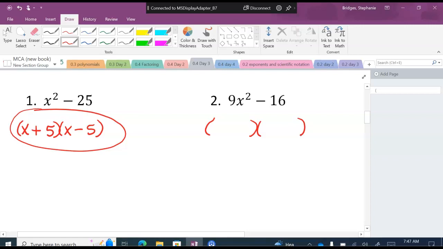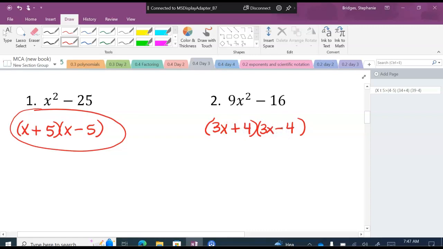We're going to start by taking the square root of 9x squared. What's the square root of 9x squared? 3x, yep. So that goes in the front of both of my parentheses. And then we take the square root of the last term. What's the square root of 16? 4. And then we do 1 plus, and we do 1 minus.